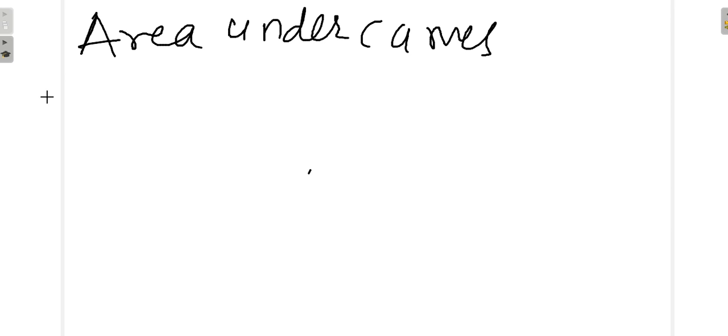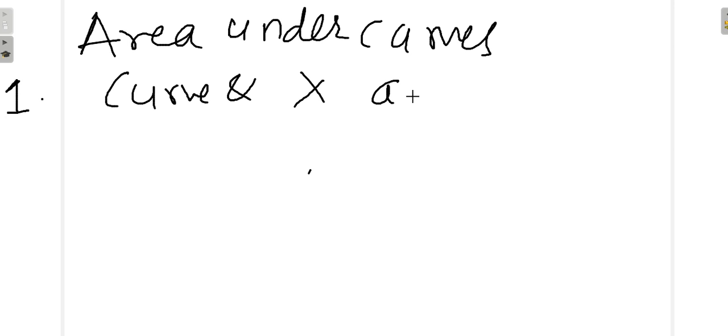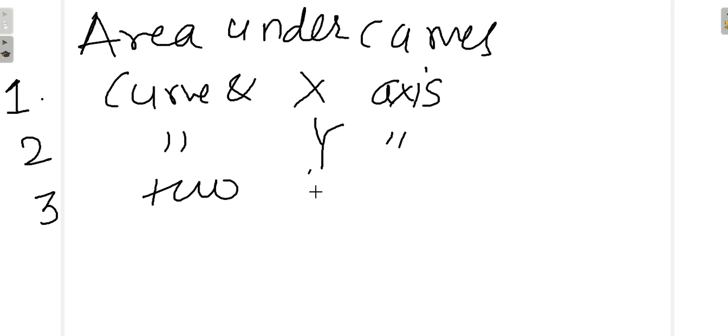Now the problem can be asked in three different ways. Number one, area under a curve and x-axis. Number two, area under the given curve and y-axis. Or area under two different curves. So let us see the different situations pertaining to these three types.